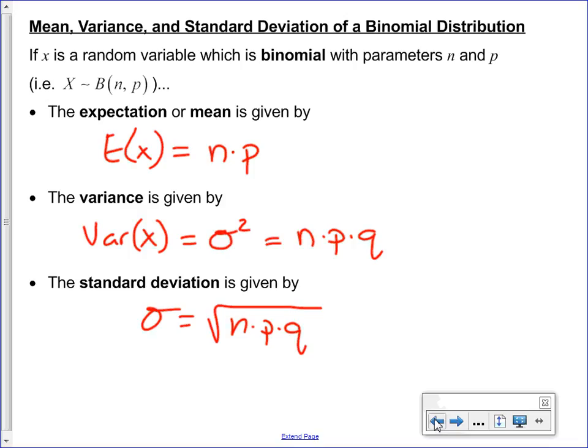So let's say you're in quality control for defective light bulbs, or for something, right, and you can know what the expected mean is, and then the variance and standard deviation. When you take a sample and you're checking it, if it's above or below it, you know whether or not your production is efficient or not.